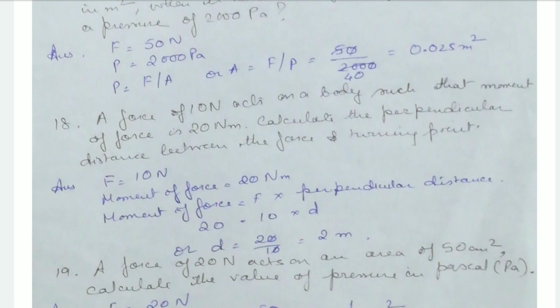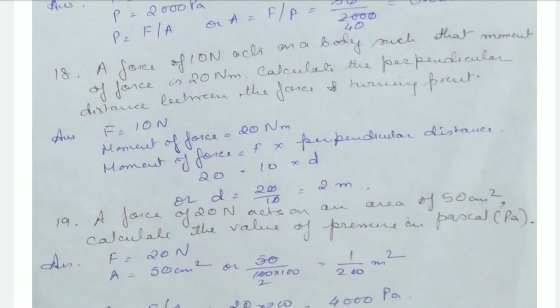Then a force of 10 Newton acts on a body such that the moment of force is 20 Newton meter. Calculate the perpendicular distance between the force and the turning point. So force is given as 10 Newton, moment of force is 20 Newton meter. So moment of force is equal to force into perpendicular distance. So distance will be equal to 2 meters.